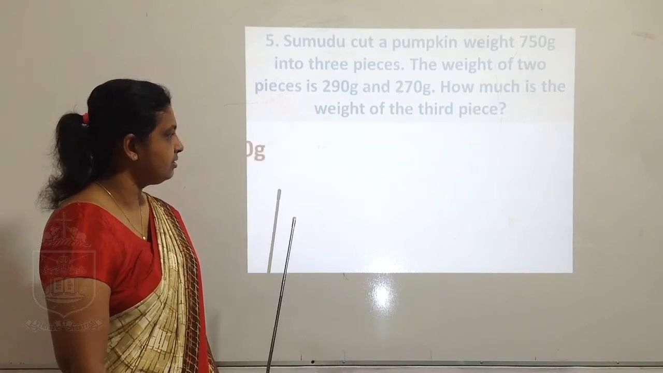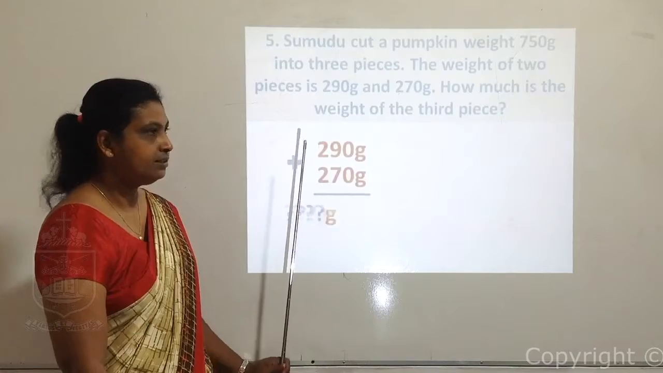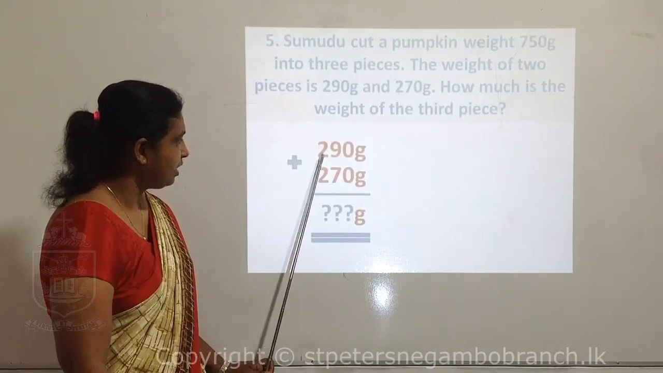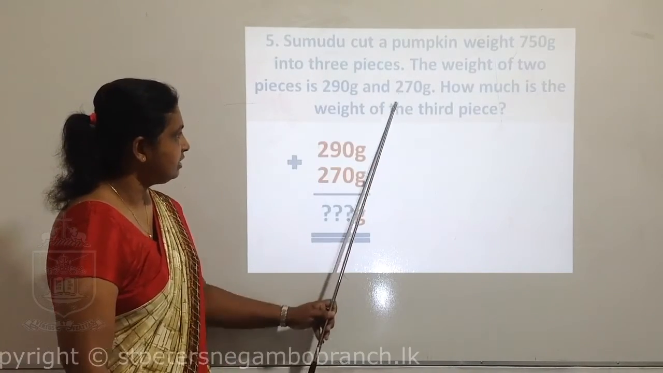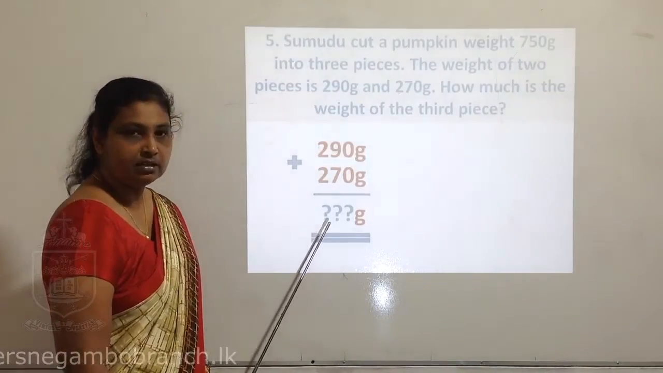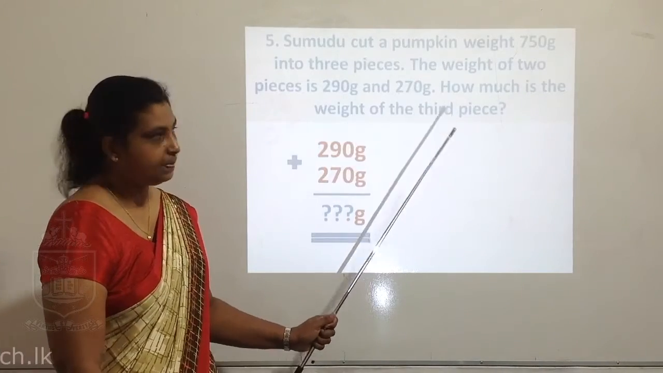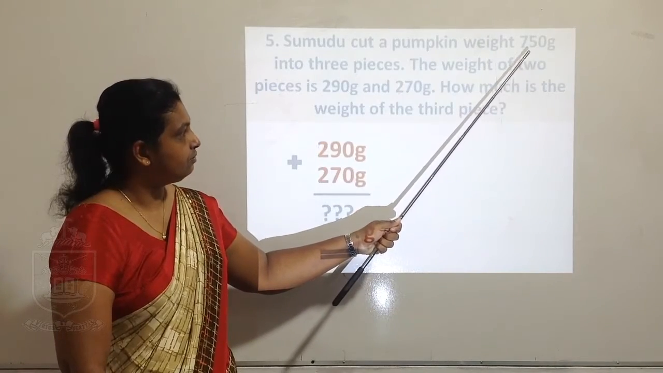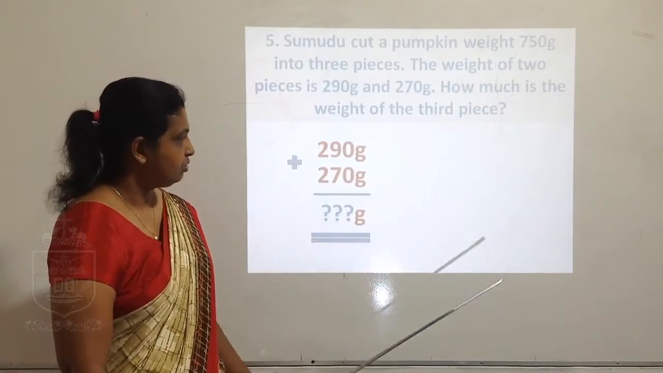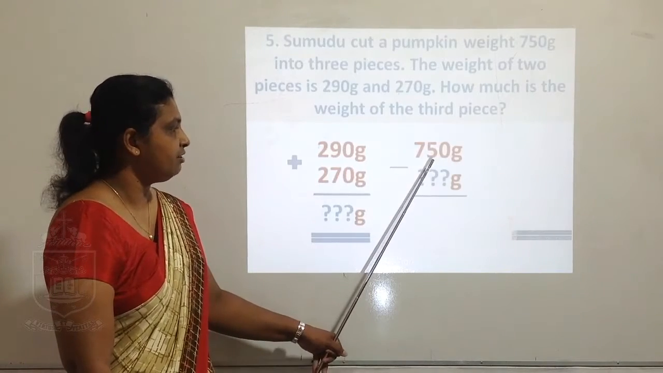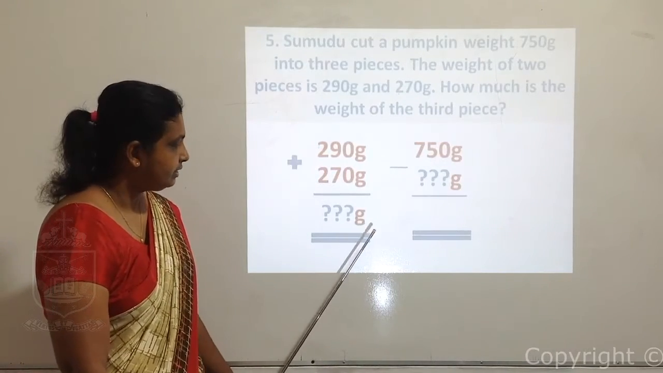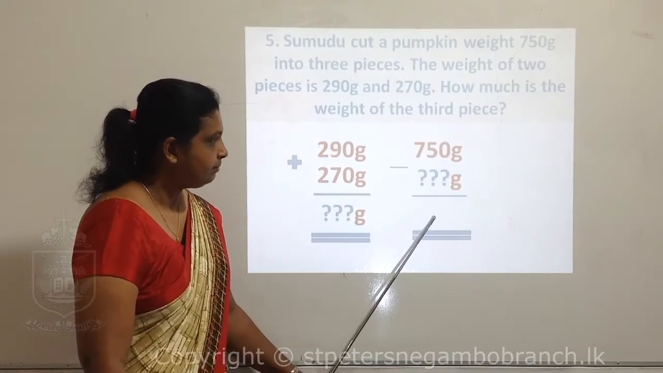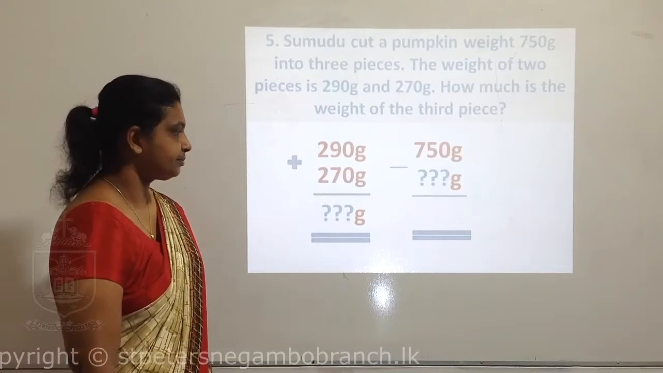So the first step is, you have to find the total weight of these given 2 pieces. So 290 gram and 270 gram. So add, you get the total weight of these 2 pieces. Then the total weight of the whole pumpkin was 750 gram. So the second part, from the 750, you have to subtract the total of these 2 pieces. Then you get the weight of the third piece.